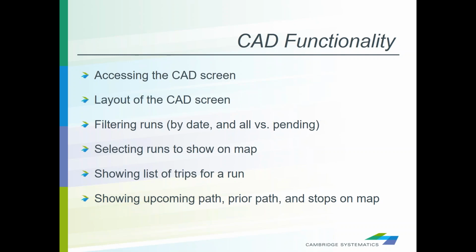So with CAD, we'll talk about how you access the CAD screen, give an overview of the layout of the CAD screen, then talk about how you can filter what runs you want to see by date, and also looking at all runs on a day versus just the runs that have still yet to be completed. Then we'll look at how you can select which runs you want to show on the map, and how you can expand a run to show all of the trips that are part of that, and then how you can toggle whether you want to look at the upcoming path or prior path or all of the stops that are associated with the different runs. So with that said, I'm now going to jump over into the RidePilot app.